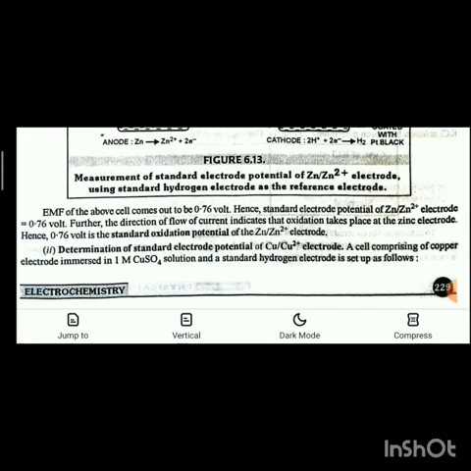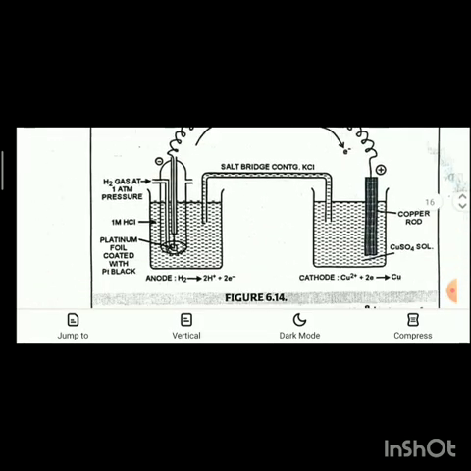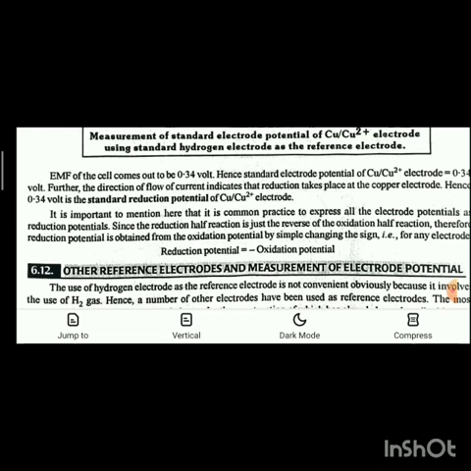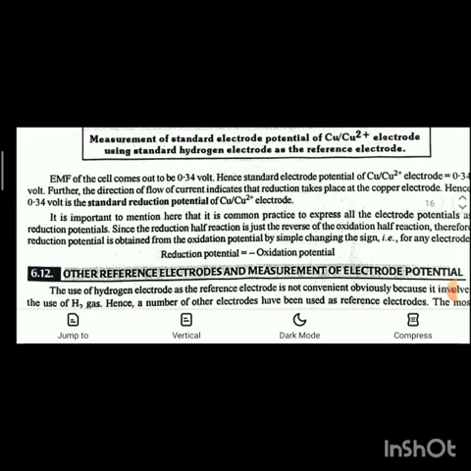Determination of standard electrode potential of the copper 2 positive electrode. A cell comprising a copper electrode immersed in 1 molar copper sulphate solution and a standard hydrogen electrode is set up as follows. The EMF of the cell comes out to be 0.34 volt. Hence, the standard electrode potential of the copper 2 positive electrode equals 0.34 volt.